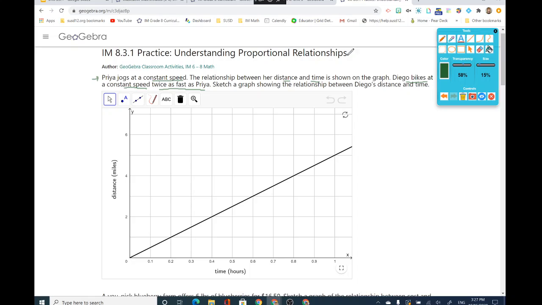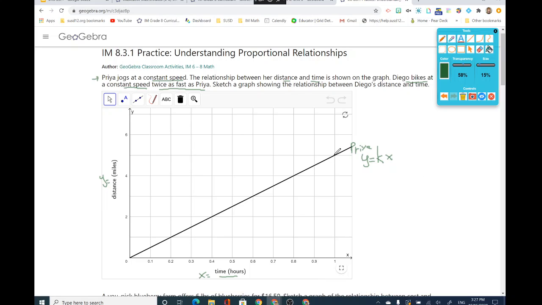Okay, let's do it. First, this line here is for Priya. I don't want to get confused, so I'm going to write her name beside the line. This is Priya's graph here. And what does it tell you? Let's try to make an equation for this line. For Priya, y equals the distance, so her distance equals some constant of proportionality times her x value, which in this case is time in hours. So x equals time in hours, and y equals distance in miles.